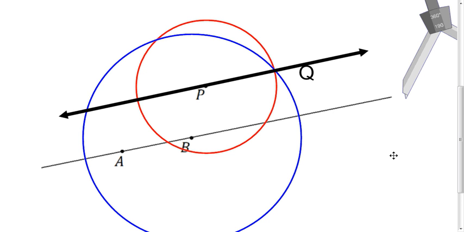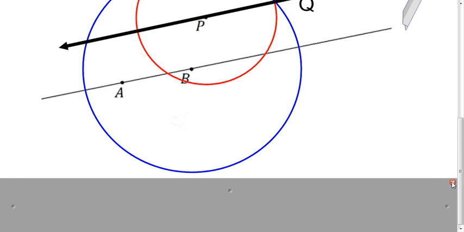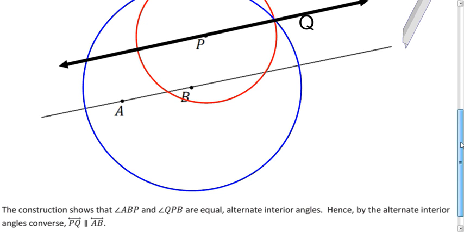So why does this work? Well, remember I said this was very similar to the construction we did when we were copying an angle. And it turns out that angle ABP, so let's draw a transversal in there, is congruent to angle QPB by these steps. And so those are alternate interior angles. So when those are congruent, the lines are parallel.